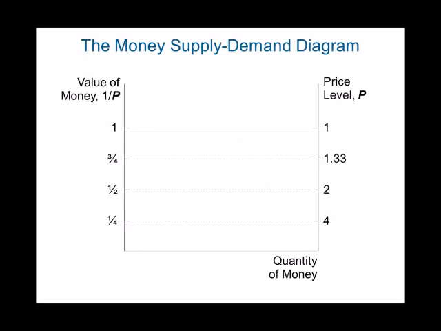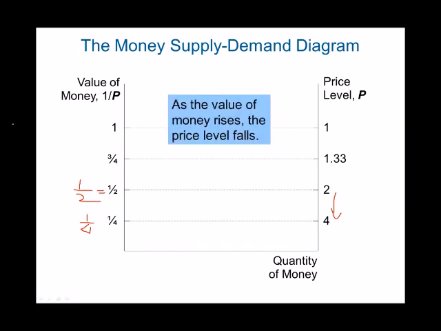Now, if we look at the money supply and demand diagram, on this side we have the value of money. Let's look at this. If this is the price level, of course, if the price level is 2, then the value of money is 1 over 2. And that's how we get that number. If the price level rises to 4, so here it's rising, then the value of money is 1 over 4. So as the value of money goes up, our price level falls. If the price level goes up, then the value of money falls.